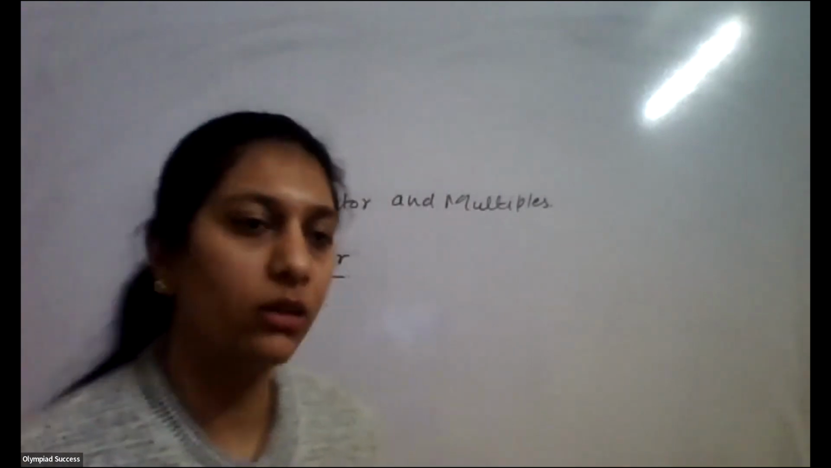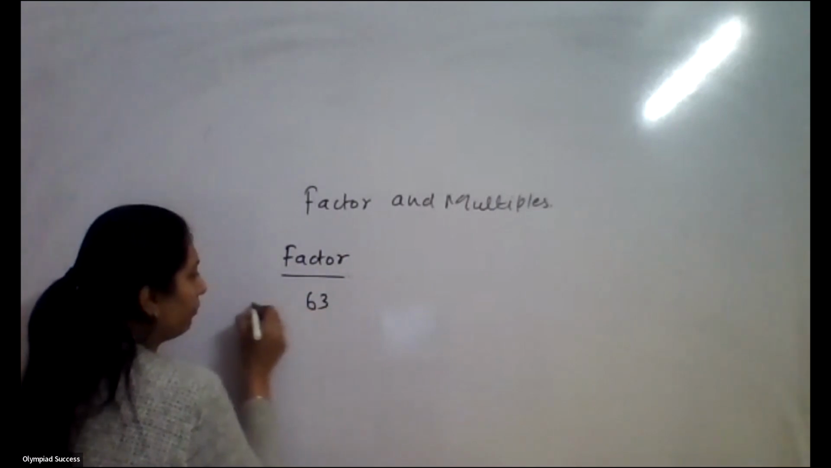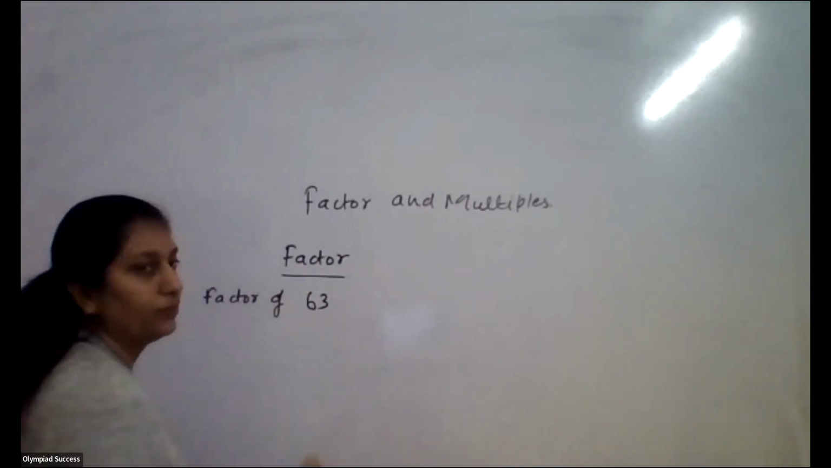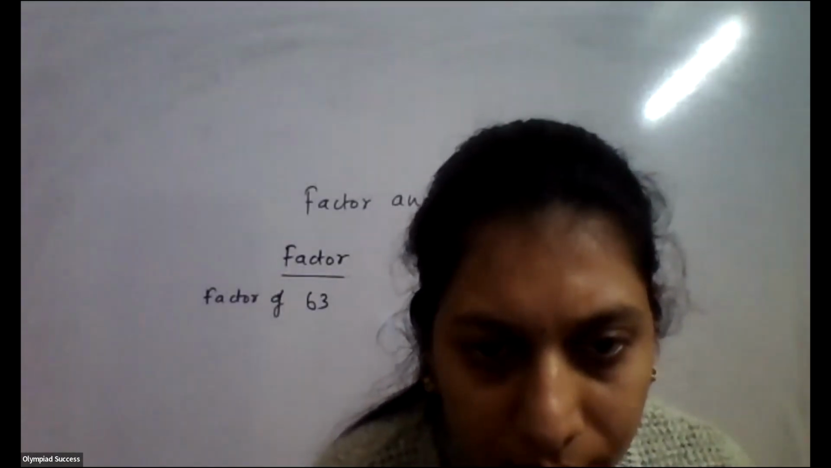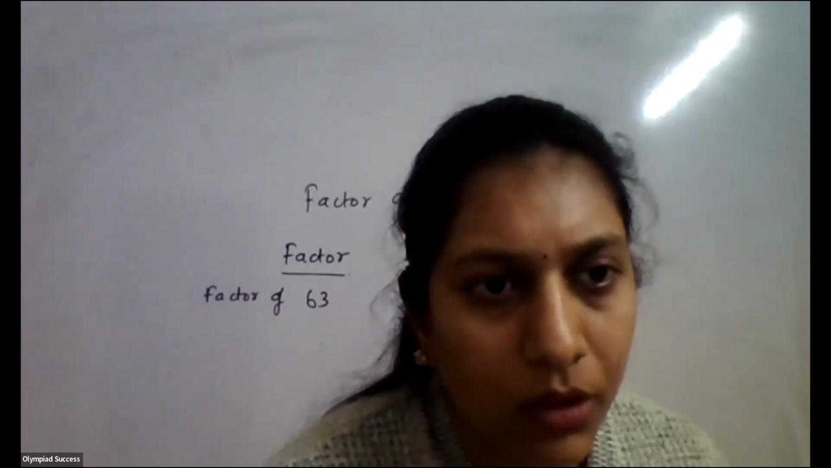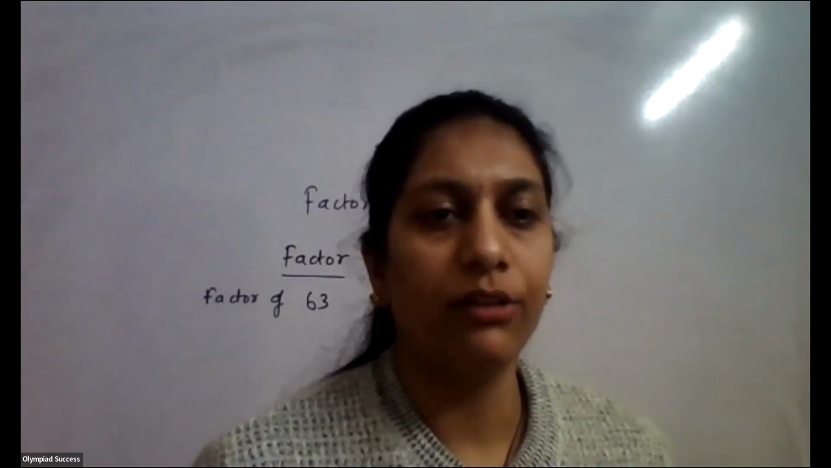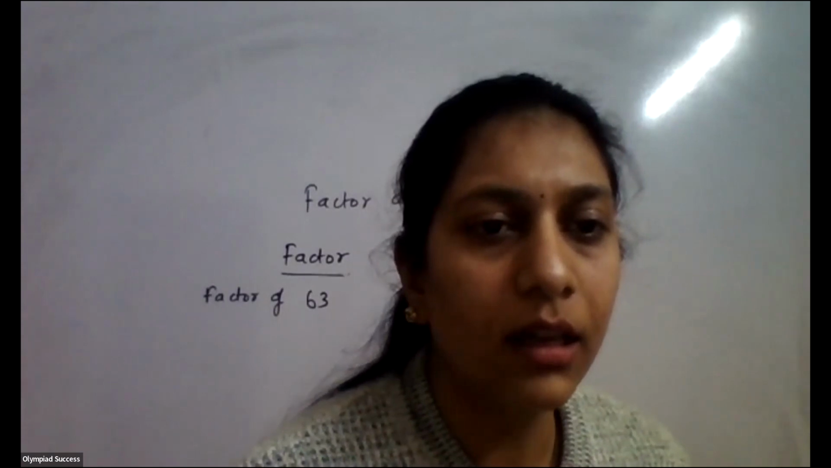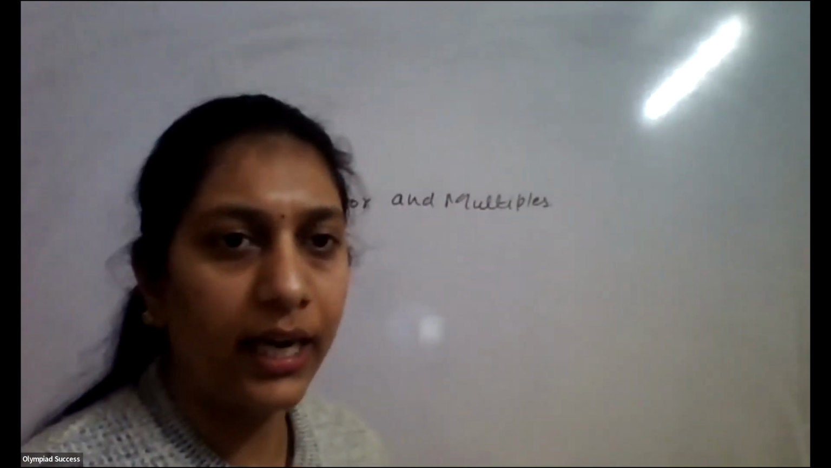Let me give you a question for this. Find the factors of 63. Can you do it? Adrit is saying a factor is a number which is multiplied by another number to give a product. Factors are the numbers which fully divide the number. Okay, 7, 9. Only 7 and 9 are the answers.